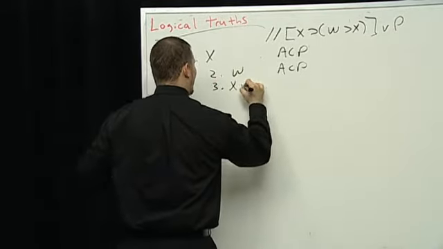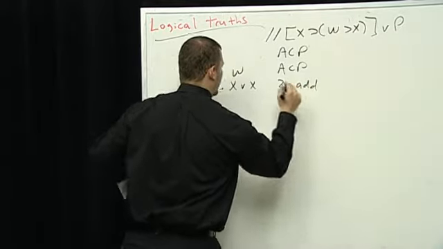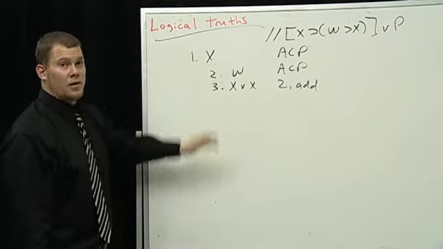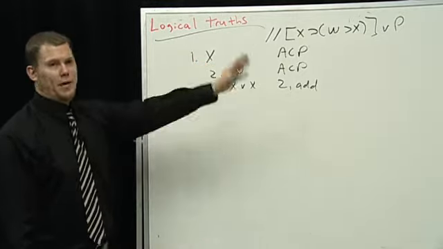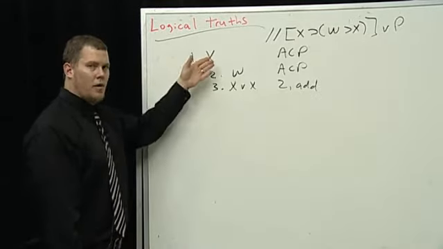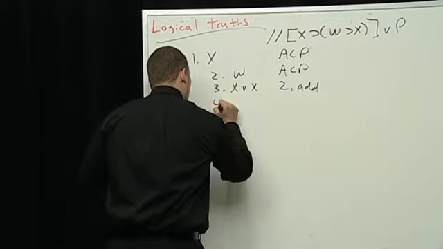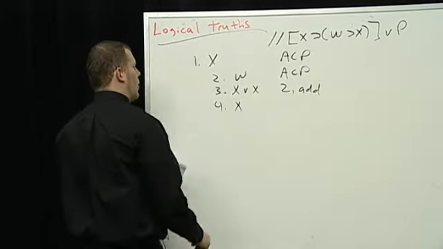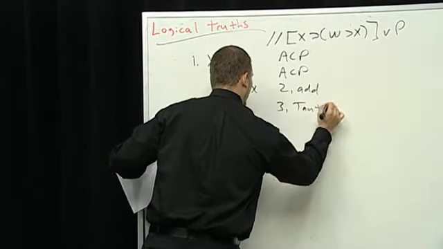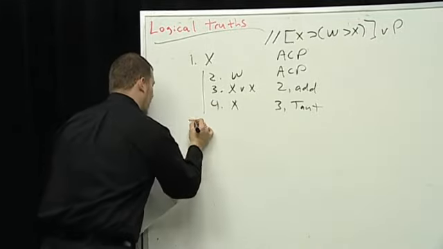Now what I can do is, from line 1, because I have an X, I can do an X or X on line 3 from line 1 by addition. Because remember, I'm saying you got an X right here. I'm telling you that. You have an X. So if you have an X, you have an X or anything. You have an X or an A, an X or a B, an X or a C. So clearly you have an X or an X. All right? So next, we're going to take our tautology rule from our rules of replacement, because X or X is a tautology.